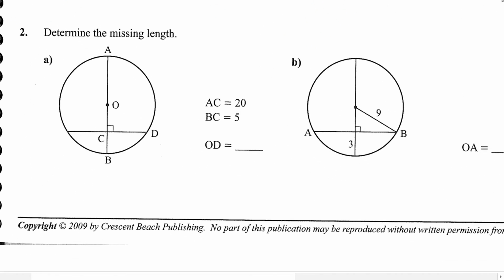For the next question here, I need to determine the missing length. For this problem, I need to find the missing length of OD. And OD, since it's not on there, OD is just this distance right here. So the distance from O to D, O is the center, so OD is actually the radius. What is the radius in this particular problem? We're given the value of AC, which is 20. So AC here, this whole length right here, is going to be 20. And then we have the length of BC, which is 5. So BC right here is going to be 5.